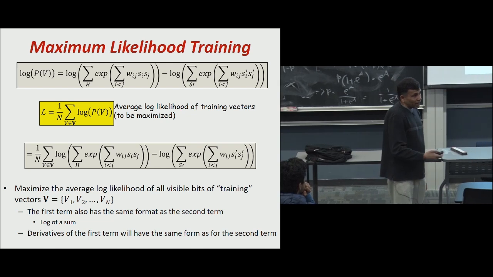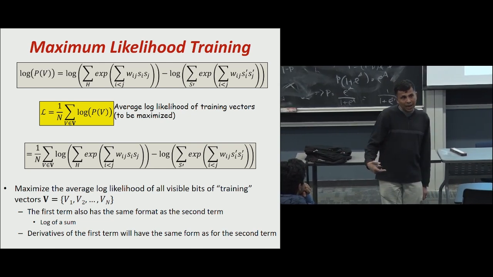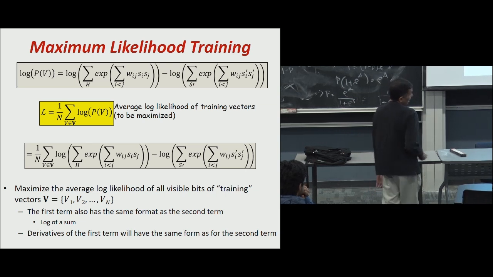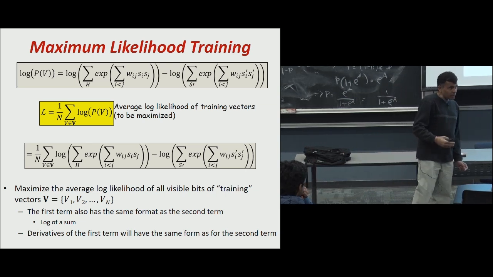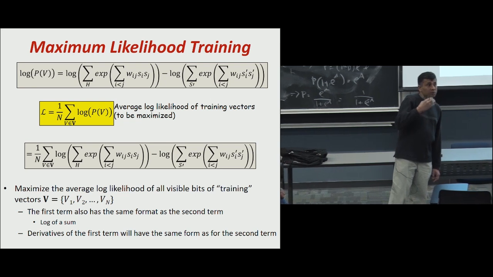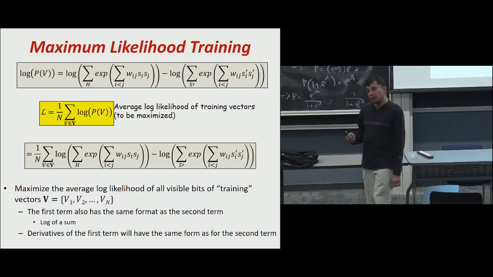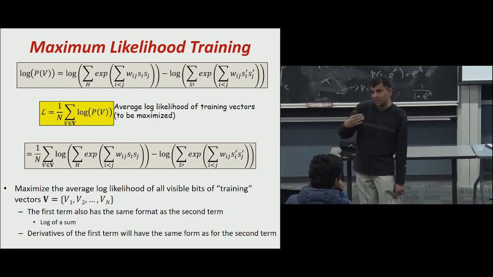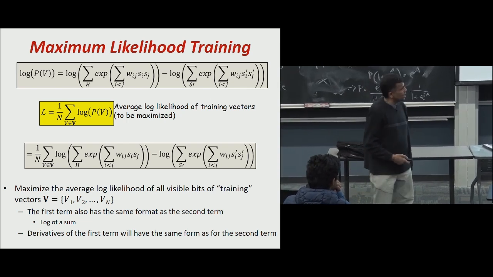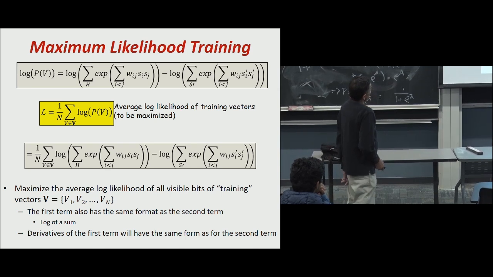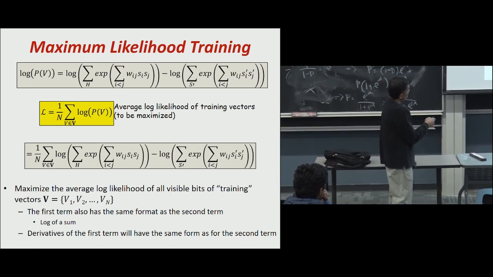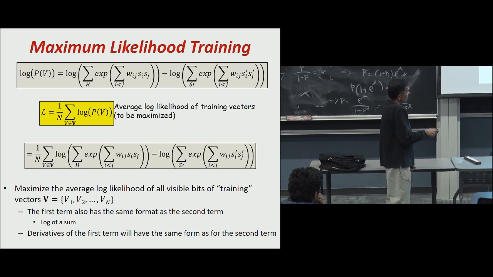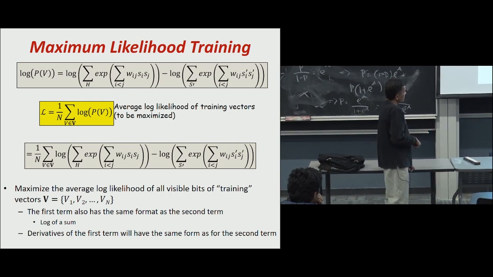And I'm still going to use the maximum likelihood estimator, which is going to maximize the log likelihood of all of my training instances. The training instances only comprise visible patterns, there are no hidden ones, because the hidden patterns are not really provided. They're synthetic. Now I can write this out like so, and I want to maximize the average log likelihood of all of the visible bits of the training vectors.